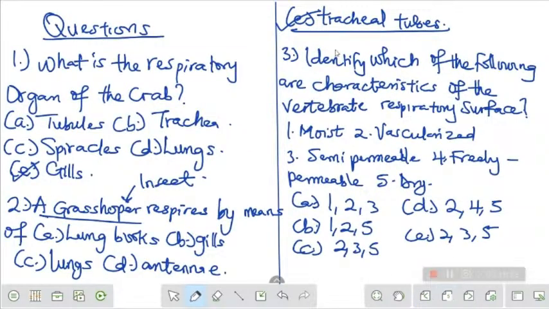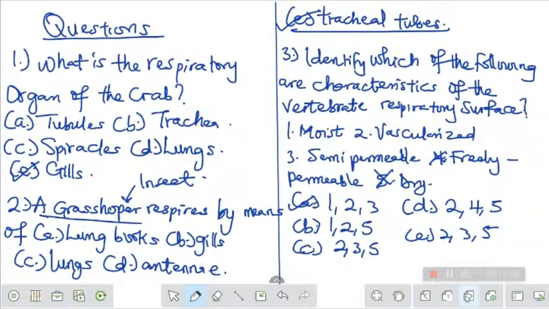Identify which of the following are characteristics of the vertebrate respiratory surface. Number one, it must be moist, that's correct. It must be vascularized, yes. It must be semi-permeable. But number 4 and 5 are wrong. It must not be freely permeable, because not everything should pass through our respiratory surface. Dry: if your respiratory surface is dry, there is no way oxygen will be able to diffuse. So number 4 and 5 are wrong. Our answer is option A, 1, 2, 3.